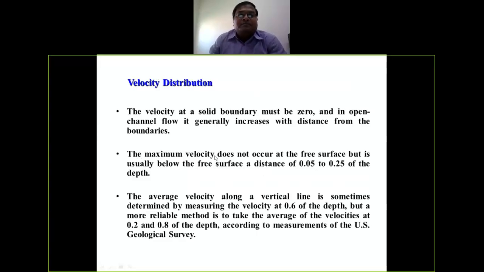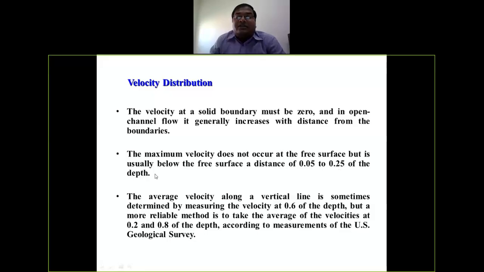It is very important. So what is the velocity distribution? The velocity at a solid boundary must be 0, and in open channel flow it generally increases with distance from the boundary. Okay, I will show you the figure also. The maximum velocity does not occur at the free surface, but usually below the free surface at a distance of 0.05 to 0.25 of the depth.